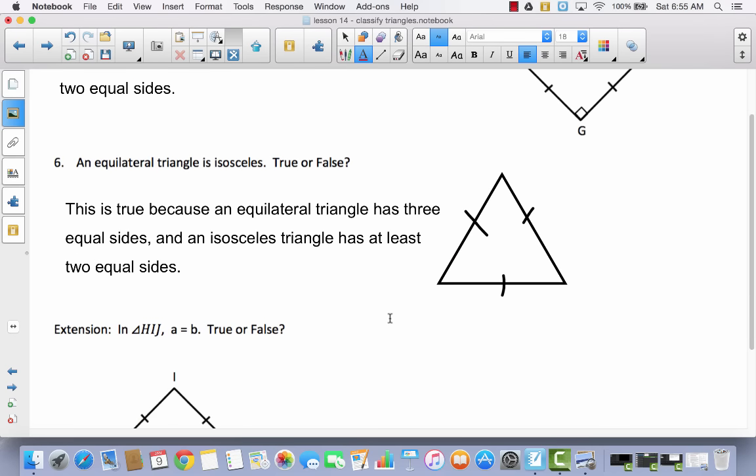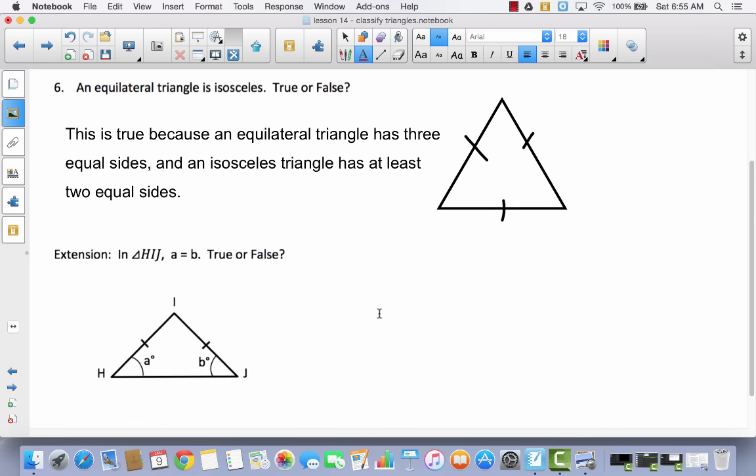This is an extension, so I want to see if you really understand. Triangle HIJ, A equals B. True or false? So if this side is equal to this side, are these angles equal? So let's think about that for a minute. If these 2 sides are equal, then this would be our line of symmetry. If that's our line of symmetry, then this angle is going to match up to that angle. So do those 2 angles equal each other? The answer to that is yes.